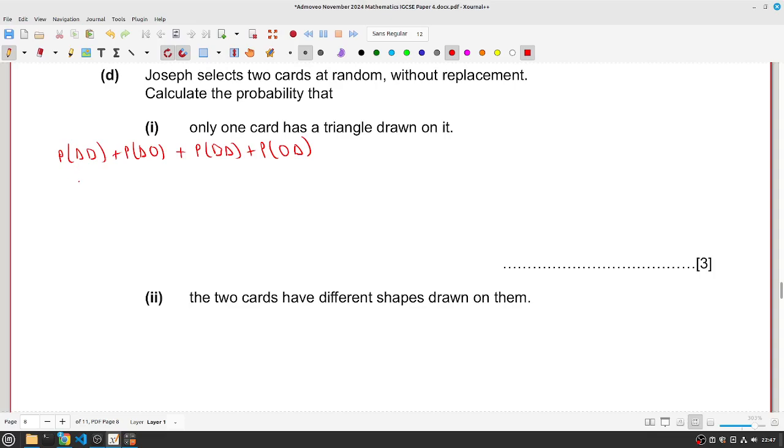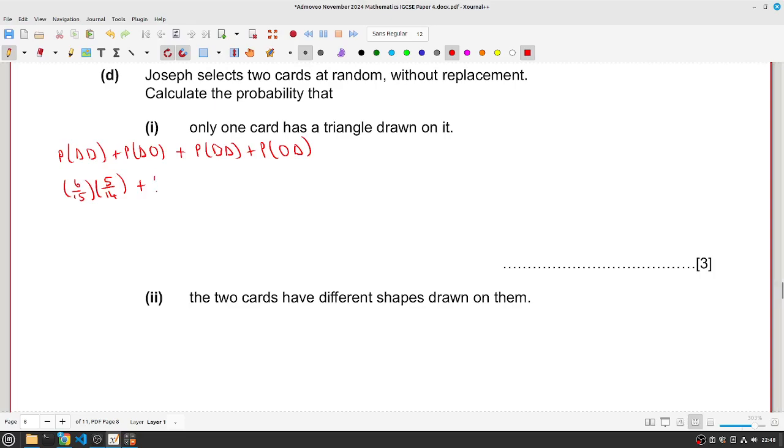So the probability that the first one is a triangle is 6 out of 15. Now, what's the probability that the second card is a square if we've already taken out one triangle? Well, the number of square cards remains the same because we didn't take out a square, but we did remove one of the cards. So 5 out of the remaining 14 cards have squares in them. Or the other way around, which will end up being the same. So I'm just going to say times 2. Oh no, sorry, my bad. This is a circle. That's not the same. So plus, then, but this one again is the same.